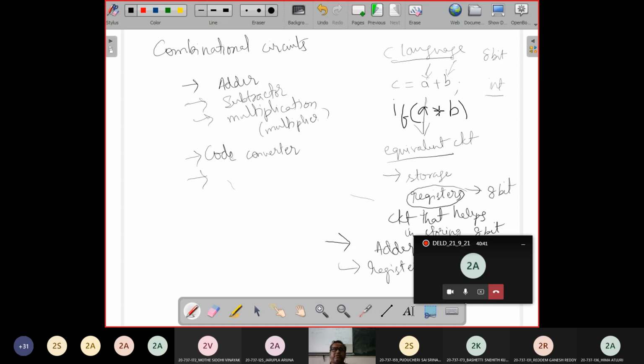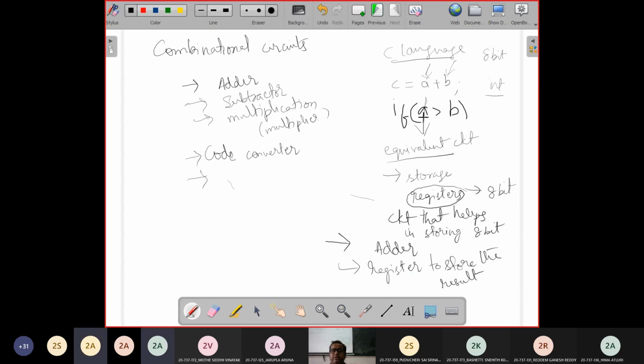Condition checking. You are checking whether the magnitude of A is greater than the magnitude of B. Am I checking the magnitude of the variables there? The value of the variable A, whether it is greater than the value of the variable B. Do you agree or not? Online guys? Yes. So this is something like a magnitude comparison, which I am doing there. So I can have one more combinational circuit which helps us do magnitude comparison. I call that circuit a magnitude comparator.